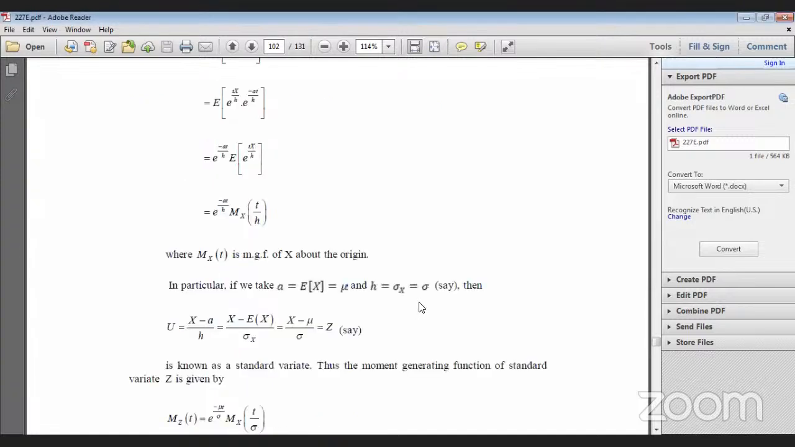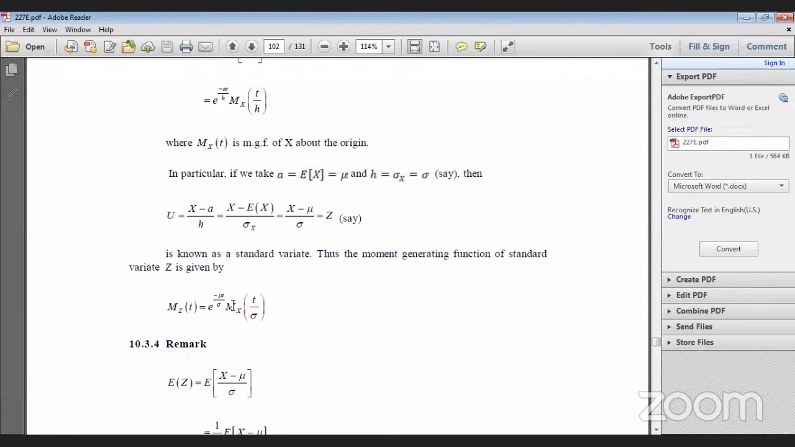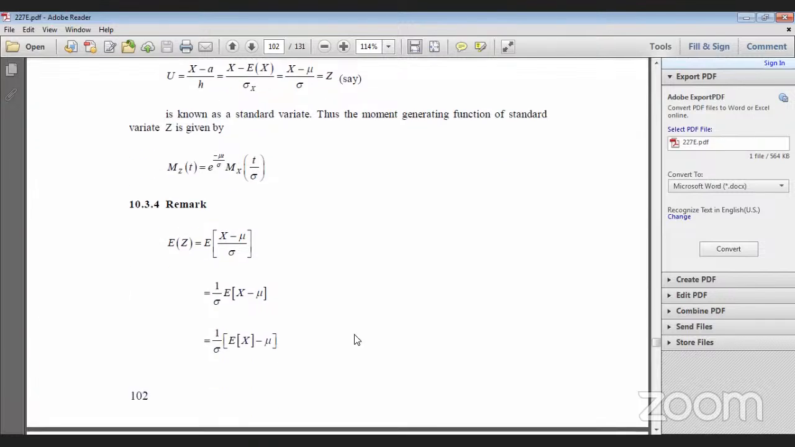M of x is the moment generating function of x about the origin that we are taking here. In particular, a is equal to E of x, which is mu, and h is equal to sigma x. So z is equal to x minus a by h, which is x minus E of x by sigma x, that is x minus mu by sigma. z is known as the standard variate. Here, the moment generating function of the variate z is given by M z of t equals e power minus mu t by sigma times M of x of t by sigma. One remark here: E of z is equal to E of x minus mu, times 1 by sigma.